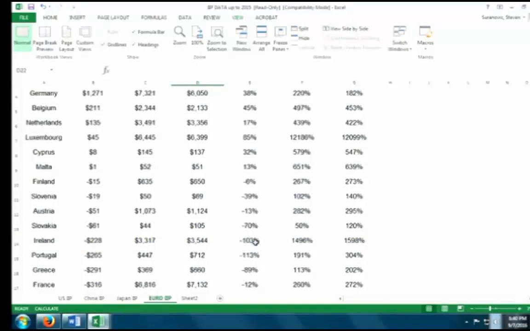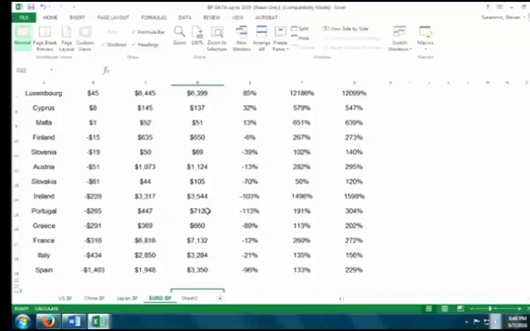This is indicative of some countries that are in great difficulty. Look at Greece in 2009, minus 89%. You know Greece is in trouble. They've been in trouble for a long period of time. They've got problems repaying their external debt. Their debt is too high, and I'll bet by now Greece's external debt is probably 150% of their GDP.